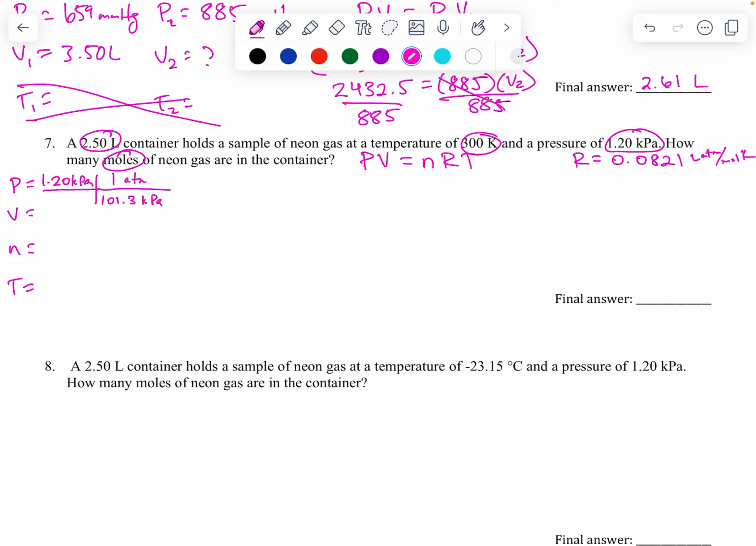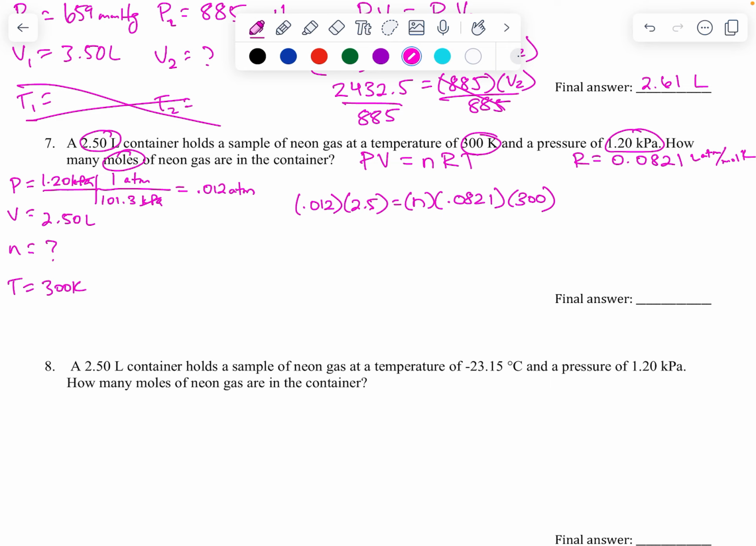As you can see, I still have my mind on stoich. kPa go away. That's a cool rhyme. And we get 0.012 atmospheres. So there's our pressure. Our volume's already in liters. We don't know moles, and we do know temp as well as our R value. So we're going to plug everything in. Pressure's 0.012. Volume's 2.5. n is by itself, 0.0821, and 300.